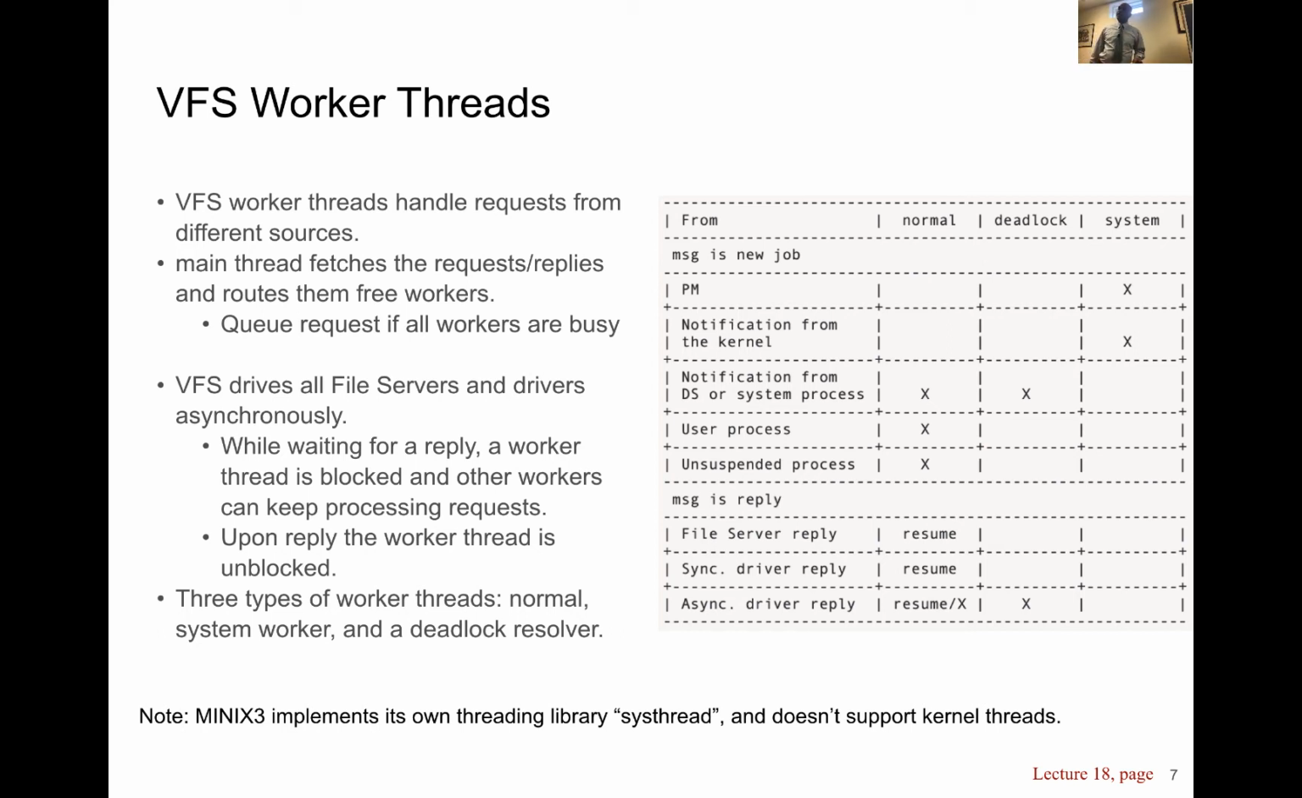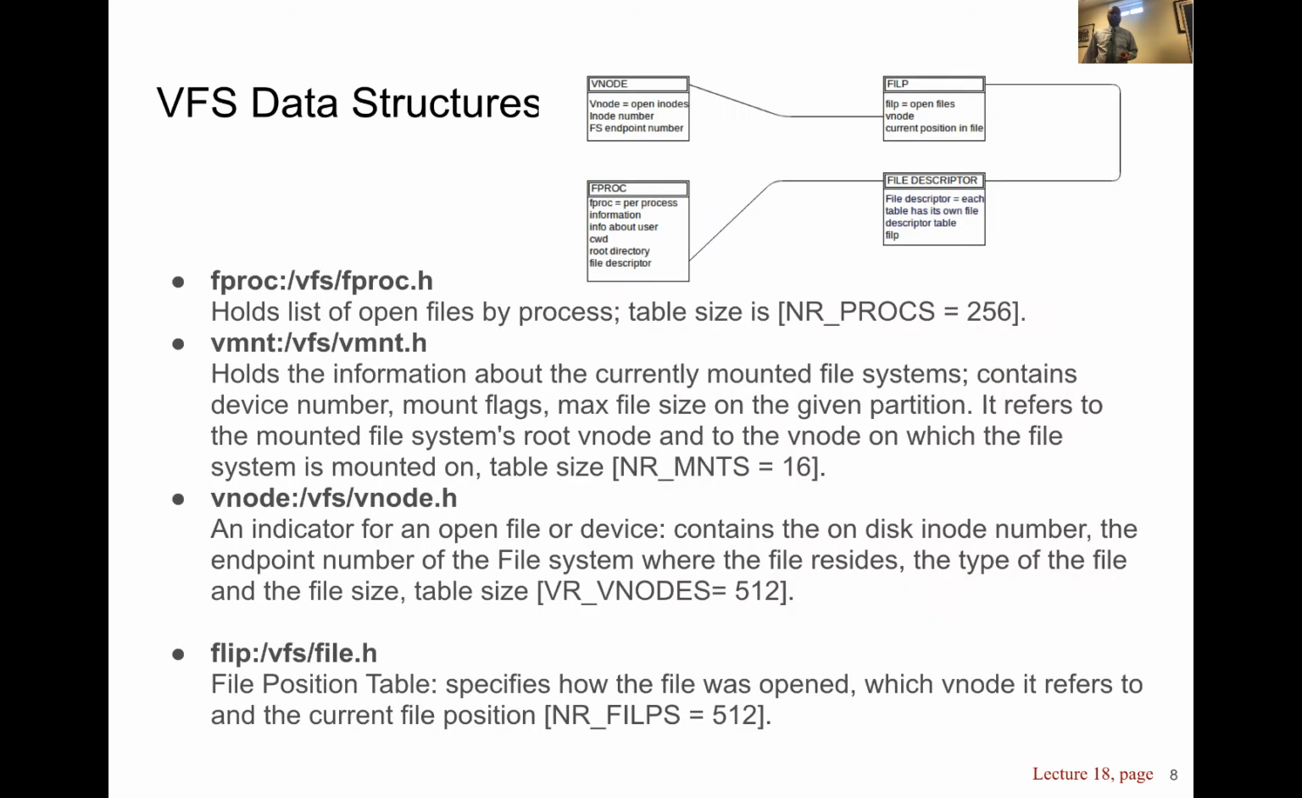So the normal threads handle requests that come from user processes. The system threads handle requests that come from other system tasks such as the process manager or the kernel, and the deadlock thread is actually handling deadlocks in the system. Okay.